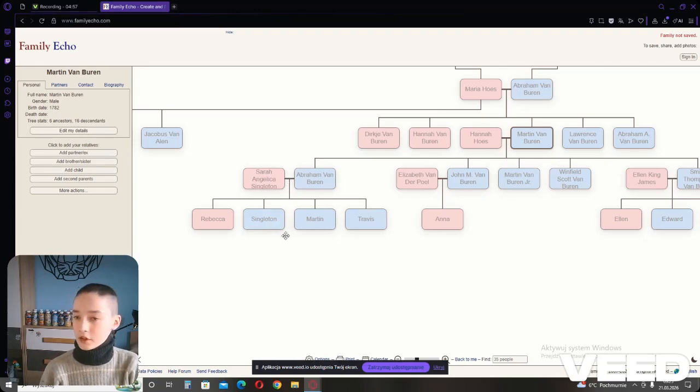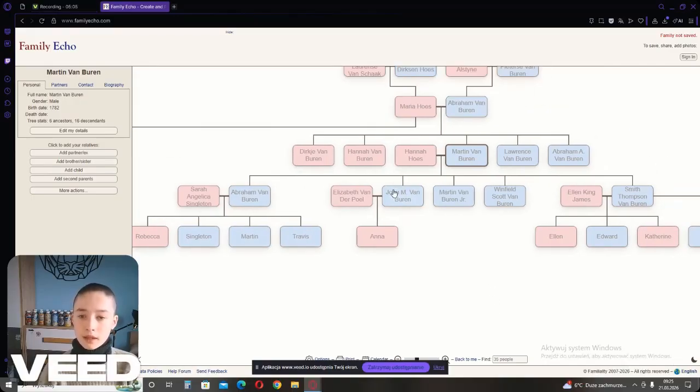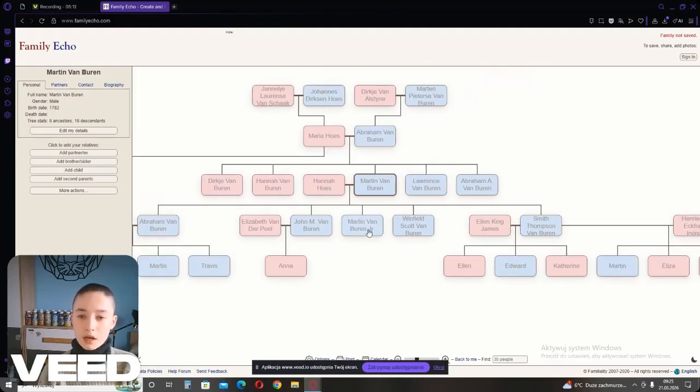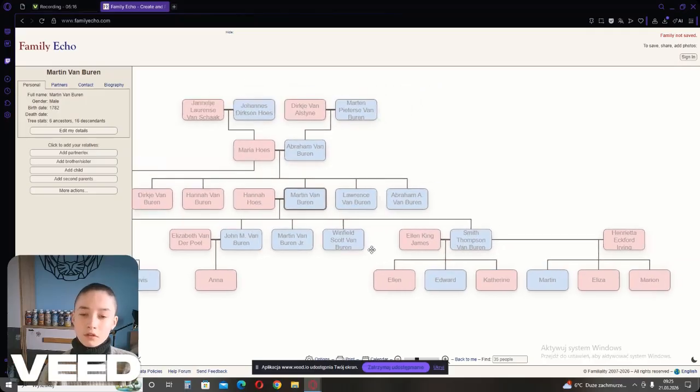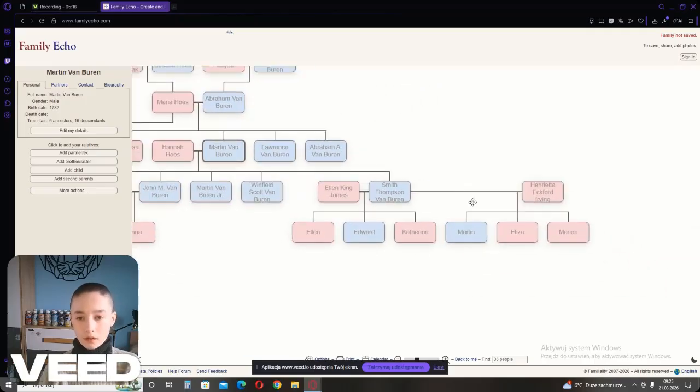And they had 4 children: a daughter named Rebecca and 3 sons named Singleton, Martin, and Travis. John married a woman named Elizabeth Van Der Poel, and they had a daughter named Anna. Martin Jr. was never married. Winfield died when he was very young. And Smith was married twice.